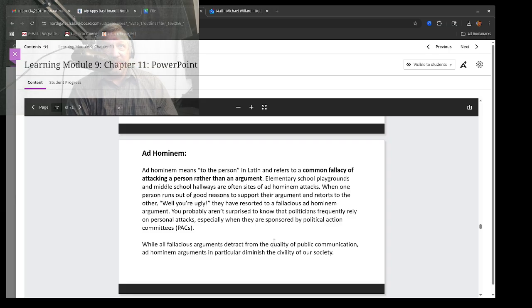Ad hominem. That refers to the person in Latin. That's literally what it means. And it's a fallacy of attacking someone rather than the argument. It's when somebody's given you some information and you can't refute the information, but you tell them that they're ugly or they're mean.